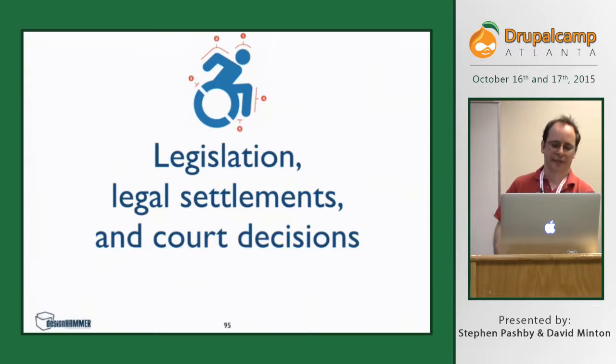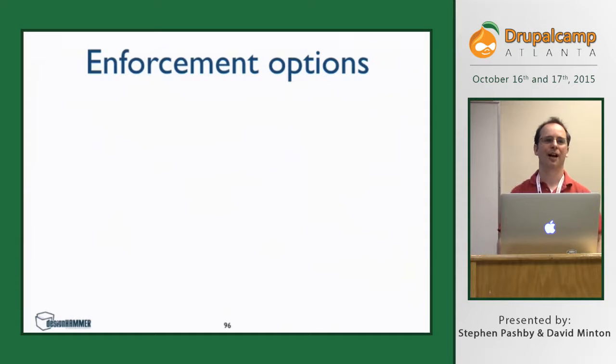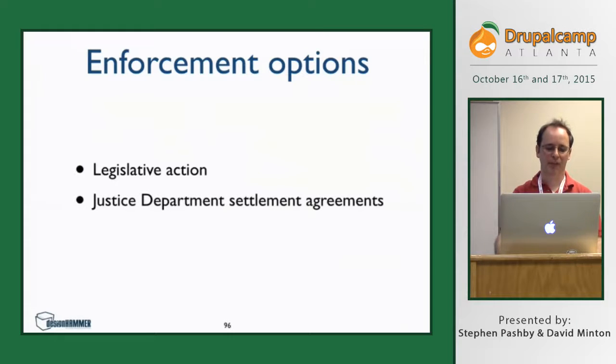This is where it gets a little interesting. So there's some different enforcement options, which is something none of us wants to be on the wrong end of, where for some reason some party feels that you should have an accessible website and also that you don't. So there can be legislative action, an existing law or a new law is passed. There can be Justice Department settlement agreements where the Justice Department comes to you and tells you you should do something. And then there are also cases that go through the court system.